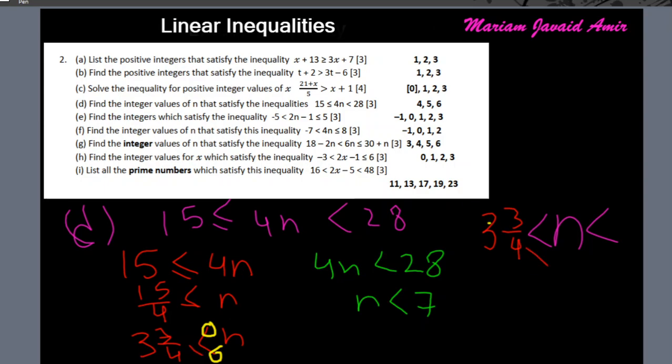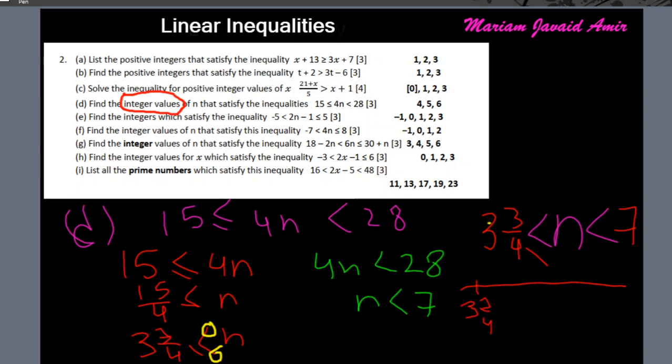And n is less than 7. Now the question says find the integer values of n. So we can't be using decimal values or fractions. We'll be using integer values that are whole complete numbers. So we have 3 whole 3 by 4.